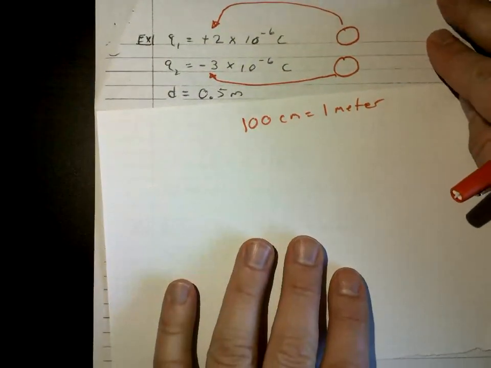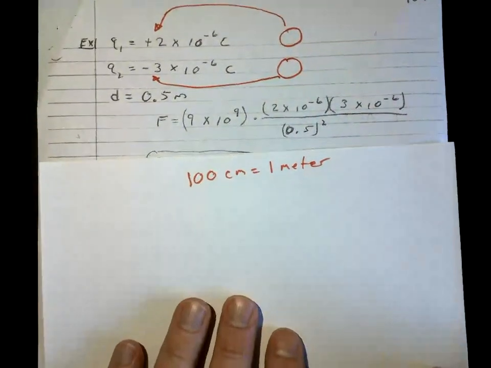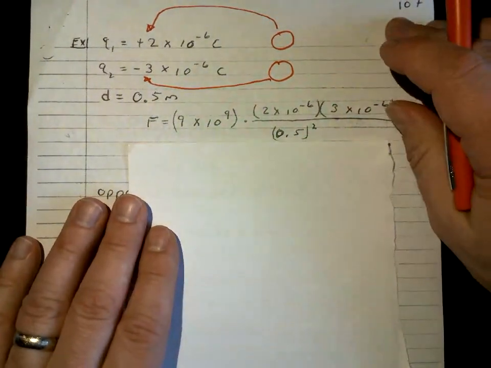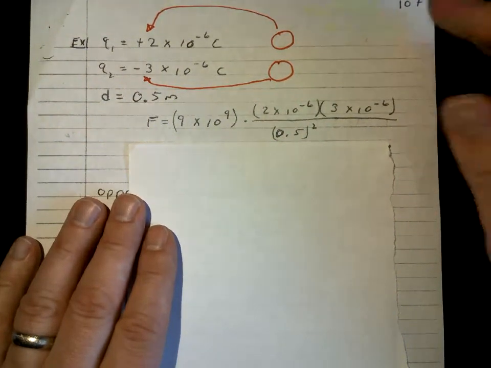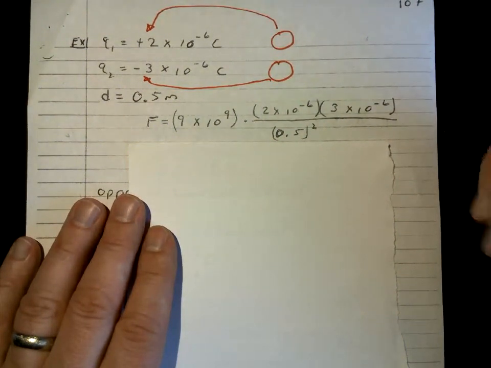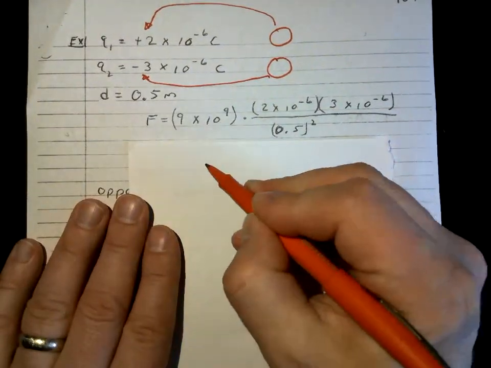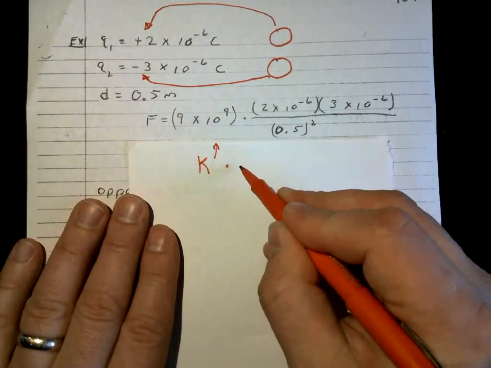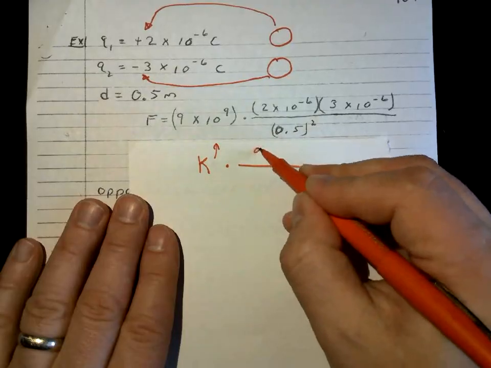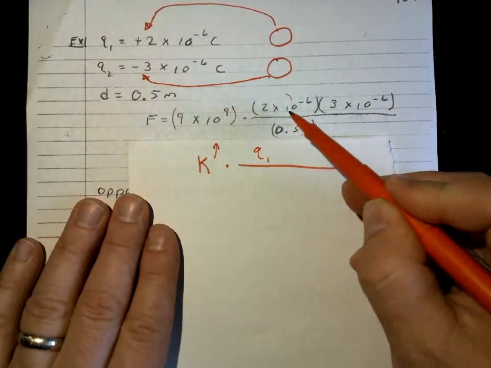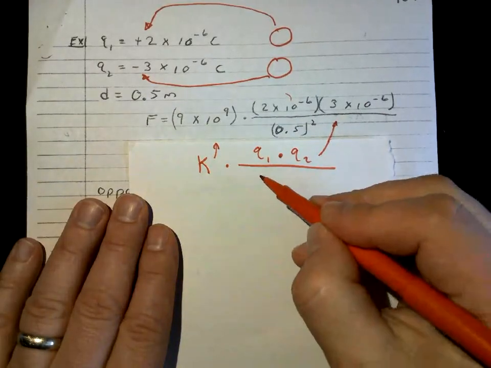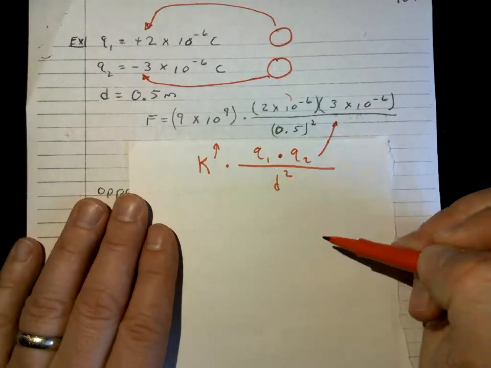So you're going to jump to the equation, or formula, and be very careful as you put this in, because your calculator will give you a weird answer. We talked about how to put the right stuff in the calculator. This is your K number. This is going to be your Q1, which is that one, times the Q2, which is that one. And then below, you have your distance squared.